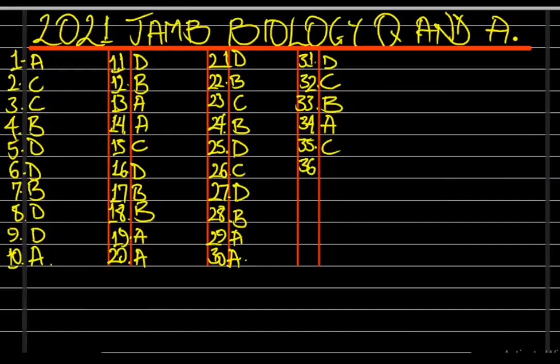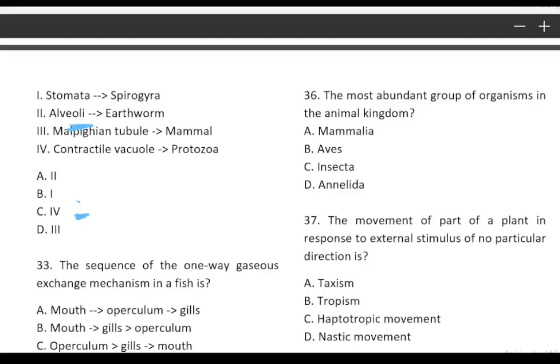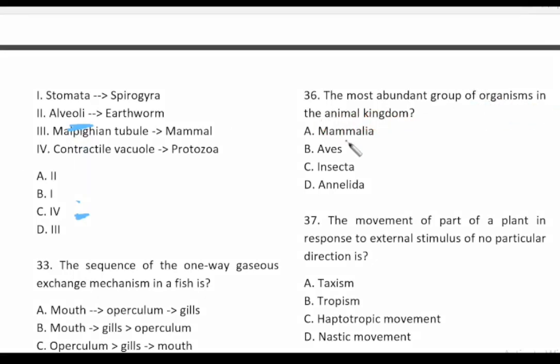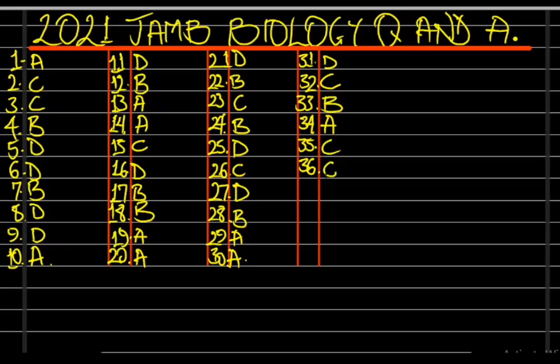And then question 36. The most abundant group of organisms in the animal kingdom: A. Mammal, B. Apes, C. Insecta, D. The annelidas. It is the insectas. The insectas have more organisms in their class or in their group. The answer there is the insecta. It is not the mammalia, it is not the apes, it is not annelida, it is the insectas. Option C. And then we have question 37.